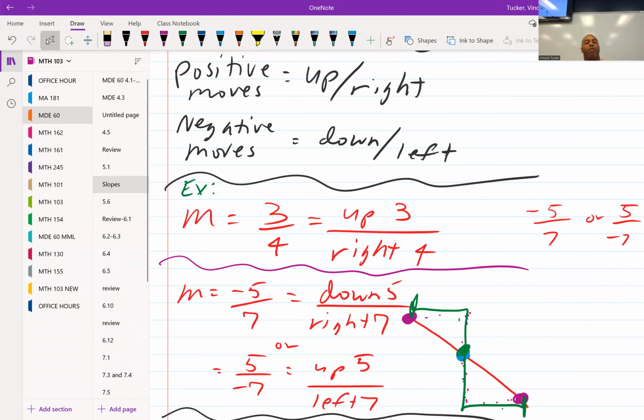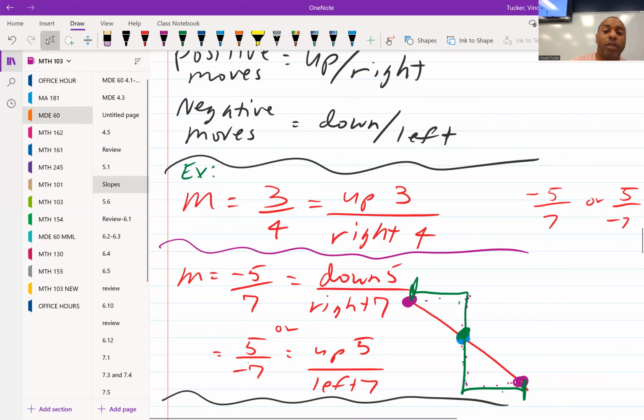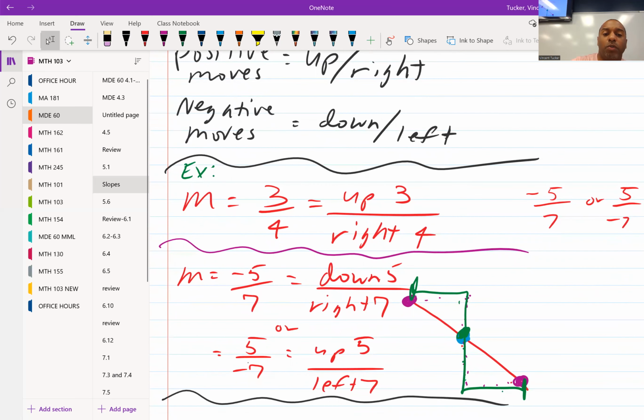I have -5 over 7. I normally say just give the negative to the top number, but you could give it to the bottom. What you cannot do is give it to the top and bottom. Negative over negative is positive, so that negative only goes to one or the other. You just have to make sure which one you're going to choose. Either way, you will get the same line. So if you do -5 over +7, that will be down 5, right 7. But if you do +5 over -7, that's up 5, left 7.